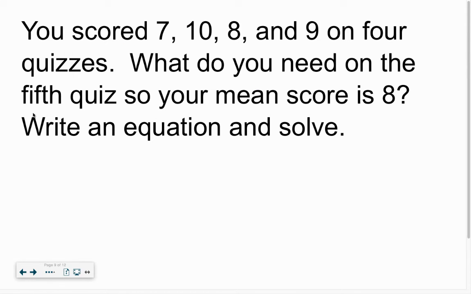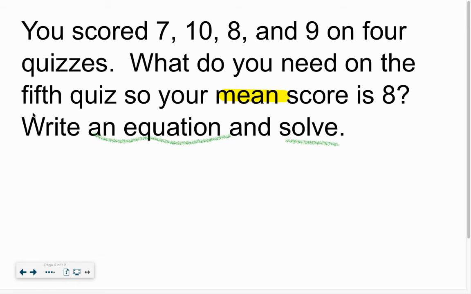You score 7, 10, 8, and 9 on 4 quizzes. What do you need on the 5th score so your mean or the average score is 8? Write an equation and solve. Now you could guess and check, and that can work, but since it says write an equation, let's do that. That will also, for most of us, help us to solve it faster and get to the answer.